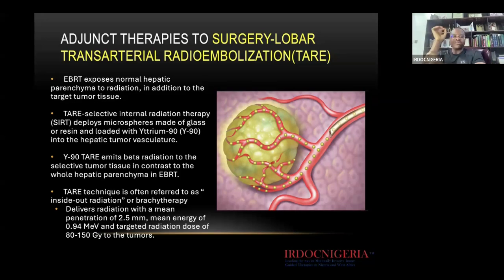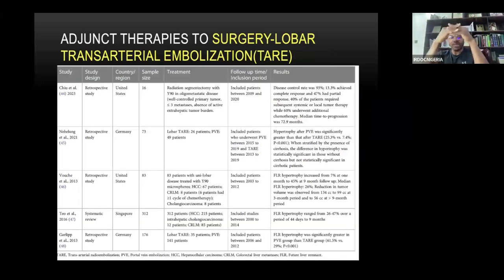So these are glass or resin microspheres loaded with yttrium-90 that's injected into the hepatic arterial vasculature around the tumor or within the tumor, and this emits beta radiation, which only travels about 2.5 millimeters from the target zone and really doesn't spread to the normal liver if you could get it to the right location.